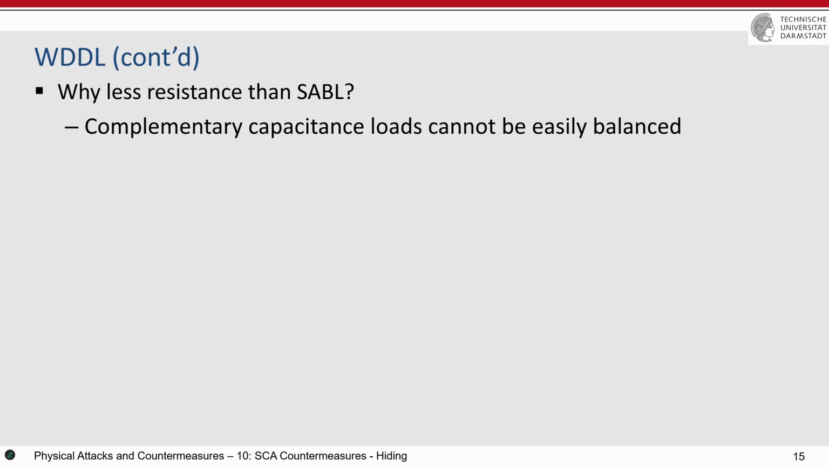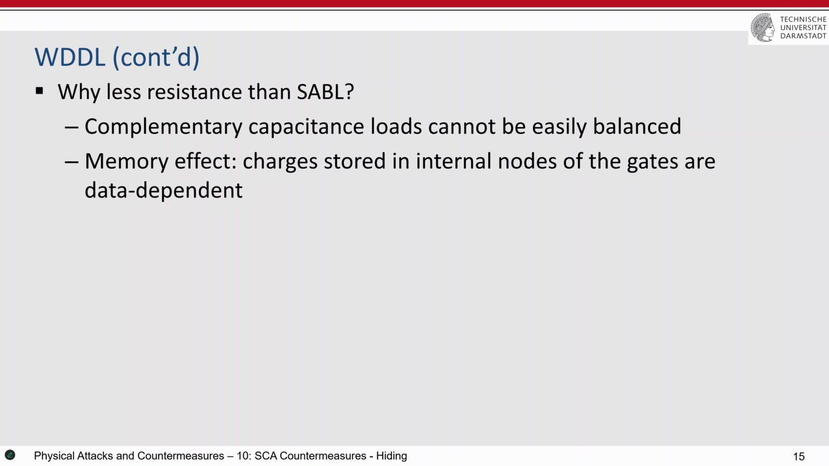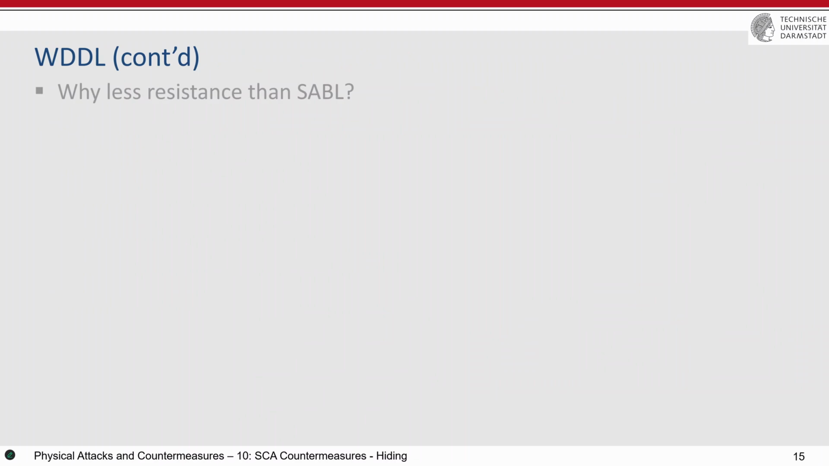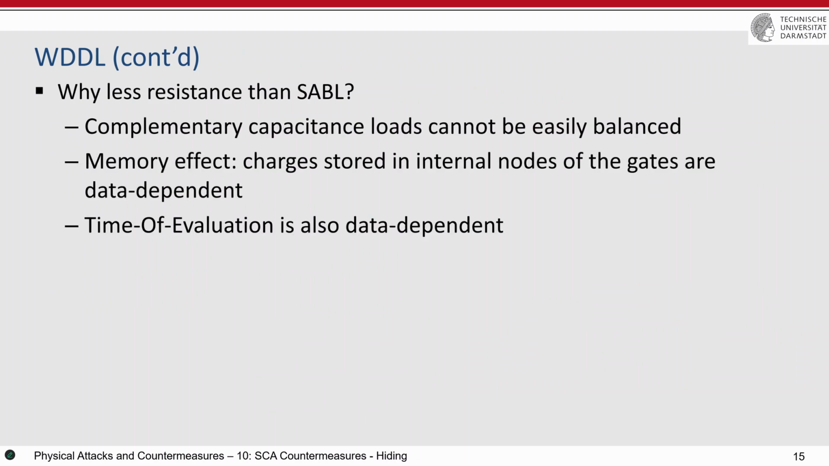I already explained about complementary capacitances, that they should be balanced. There is a problem which is called memory effect. There are some charges stored in the internal nodes of the gates that are actually data dependent. If you remember how the AND gate is built, it is based on CMOS transistors, and between two consecutive values, between pre-charge and evaluation phases, there are some internal nodes or internal capacitances that stay charged. They will not be fully discharged inside the gate and are also connected to the transistors of the gate. These small capacitances will not be fully discharged between pre-charge and evaluation phases, and they have some effect. And most importantly, the time of evaluation is data dependent.